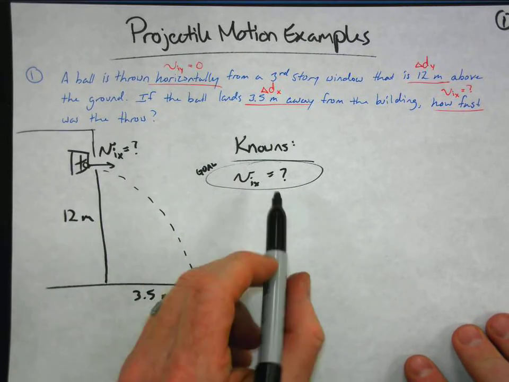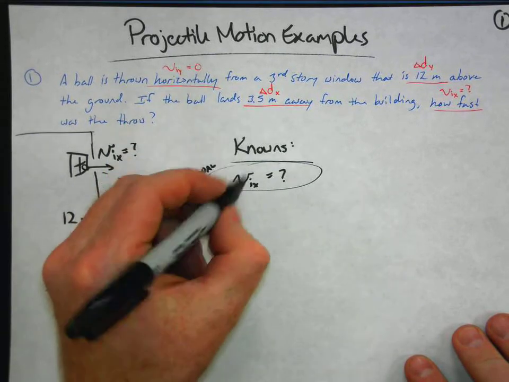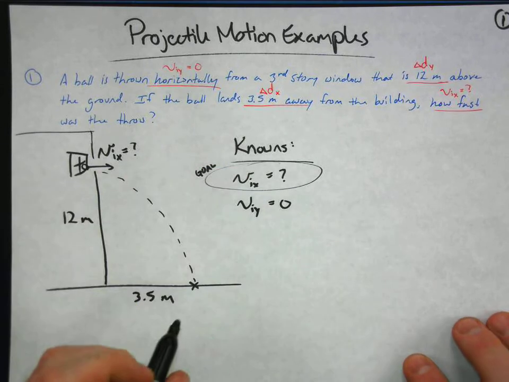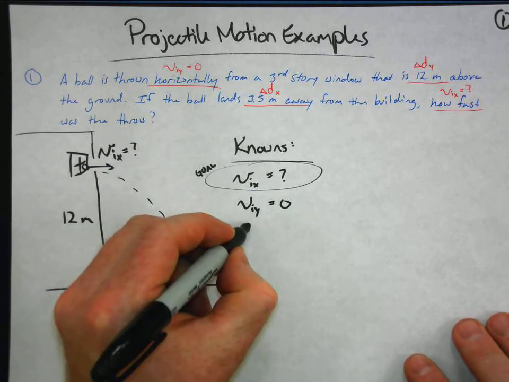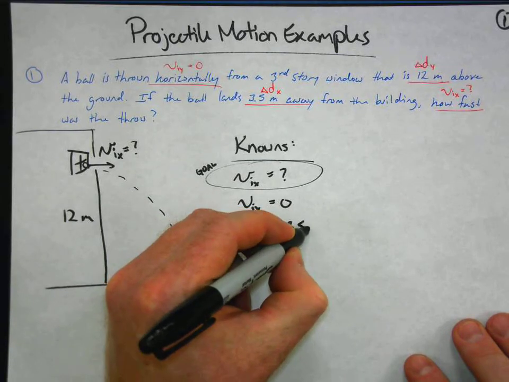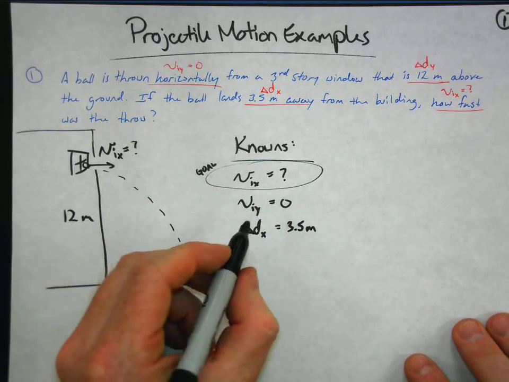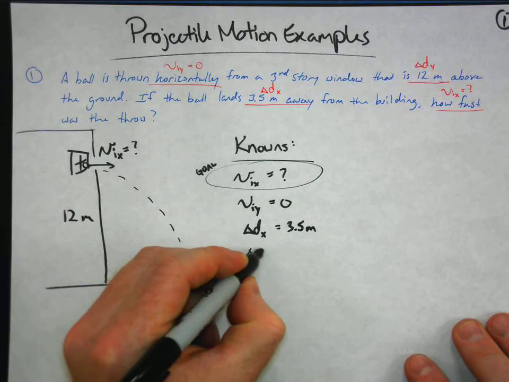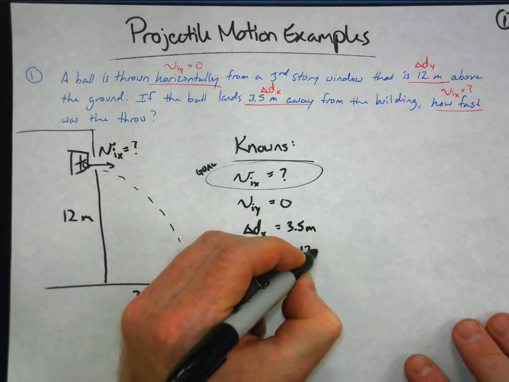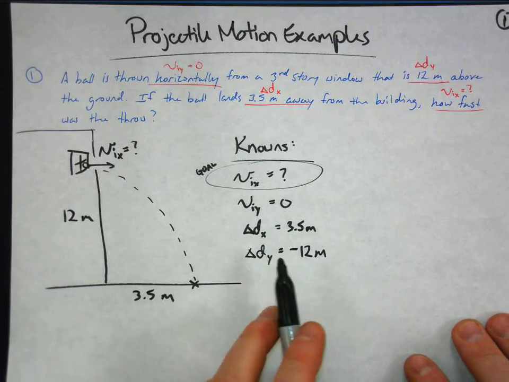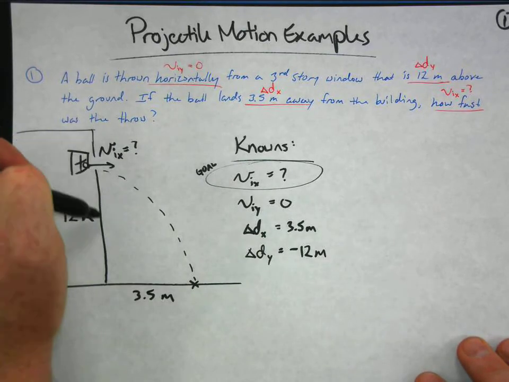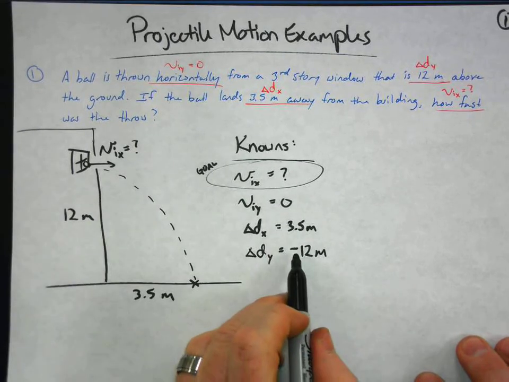I know some of the information. Since it's thrown horizontally, my initial velocity in the y direction is 0. I also know that I have a displacement in the x direction of 3.5 meters. I have a displacement in the y direction of negative 12 meters, and that negative sign is important. It's starting here at the top and it's going to move vertically 12 meters downward, so I want to keep that negative sign there.